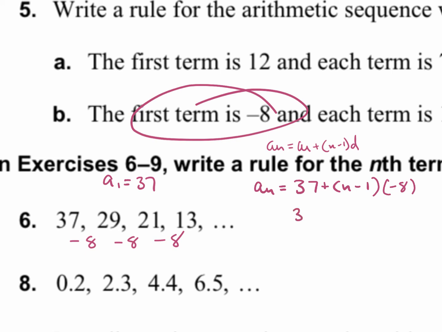So distribute. We have 37 plus negative 8n plus 8. Combine like terms. Negative 8n plus 45. This is our rule.